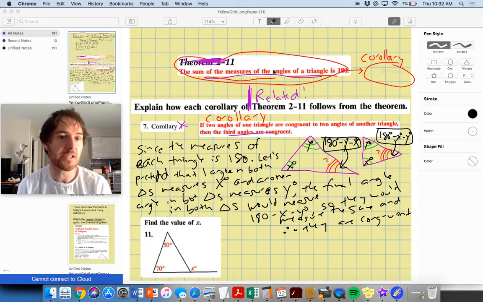So you can say briefly, if we have 180 degrees in each triangle and we subtract both of the angles, which are the same in both triangles, then the third angles would be proven to measure the same. So you can just wrap it up real quick. You don't need to use variables, but that's the idea, right?